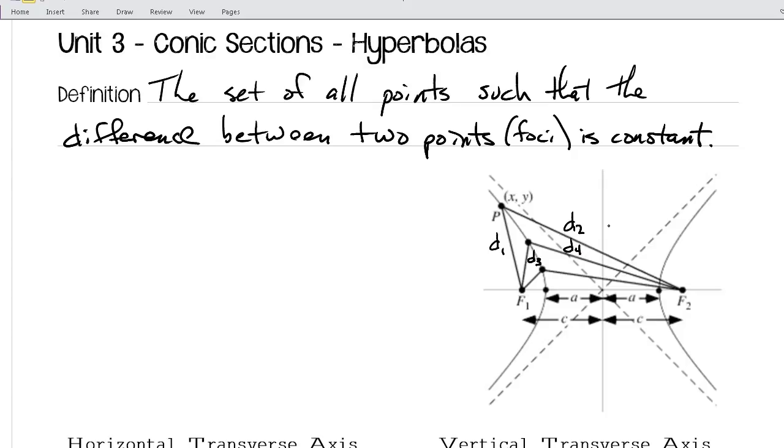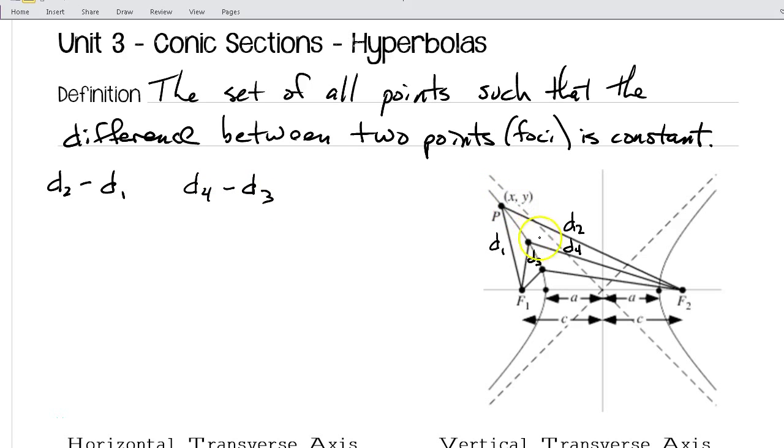And what I'm going to do is look at the difference between D2 and D1. So I'm going to subtract the length of those segments. I have this point out here, and I measure the distance to this focus, and I measure the distance to this focus, labeled F sub 1, and I'm going to subtract those distances. Then I'm going to do the same thing with D4 and D3. So I've got D4 minus D3.